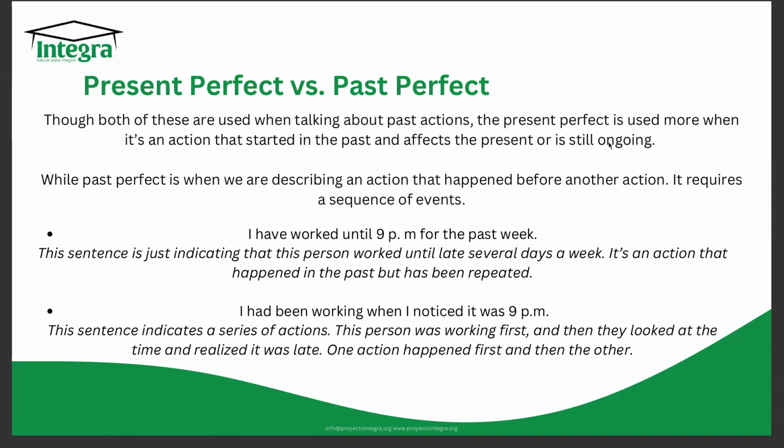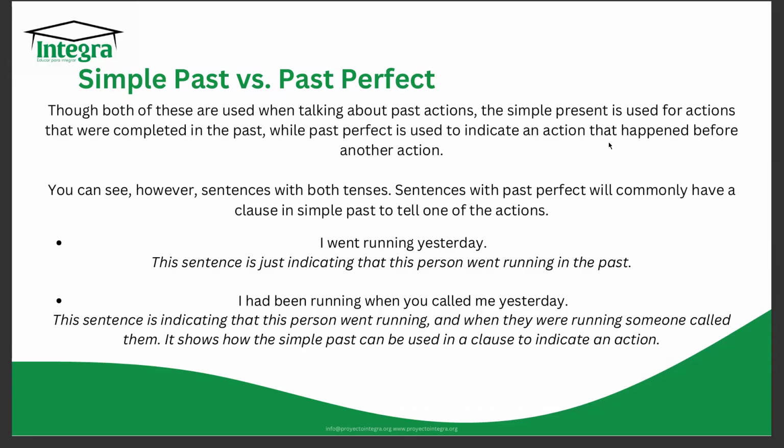So, what happens here? There's two actions. The person was working, this is what's happening first, and then they looked at the time and they realized that it was really late. There's two actions, the working and the noticing. And this is what makes past perfect. There's one action that happened first and then the other.